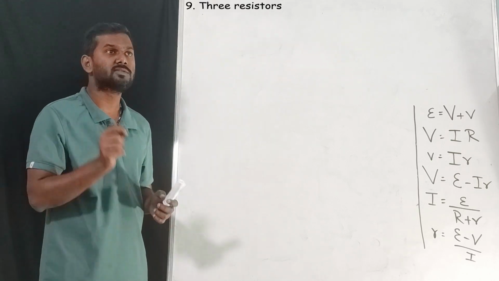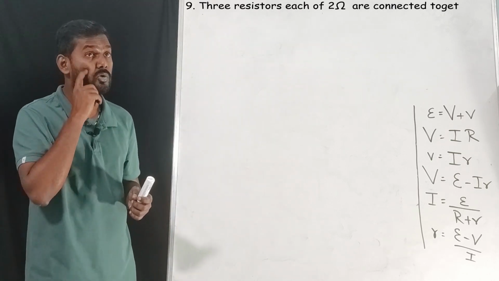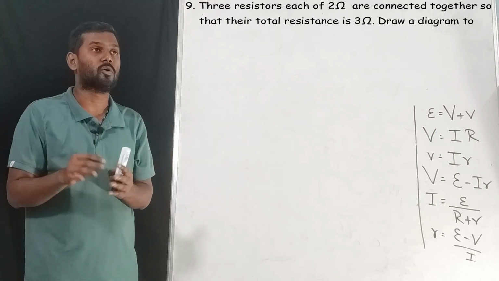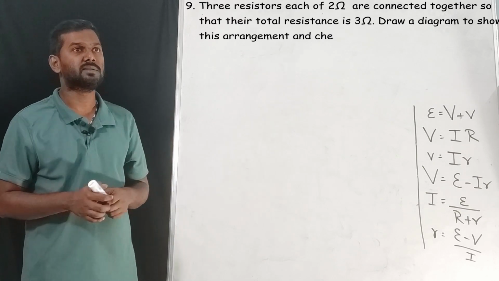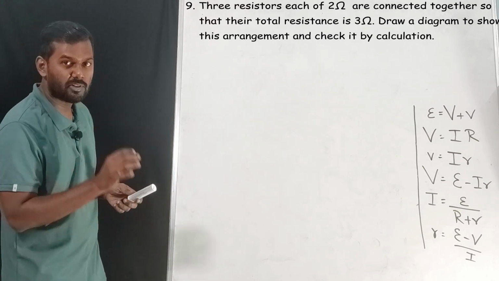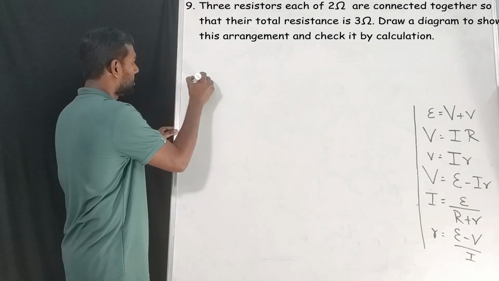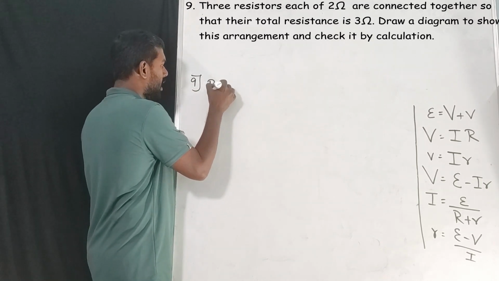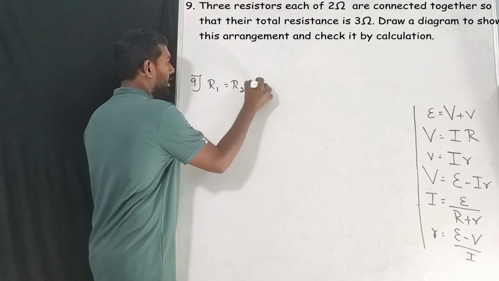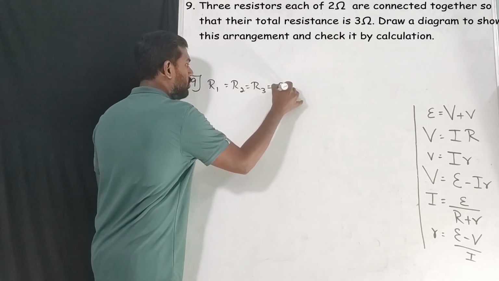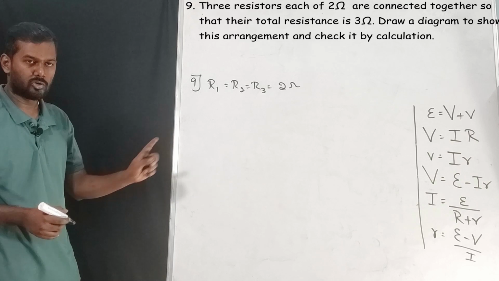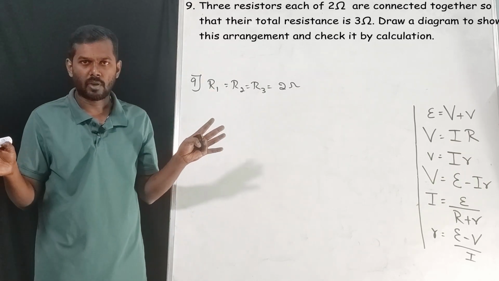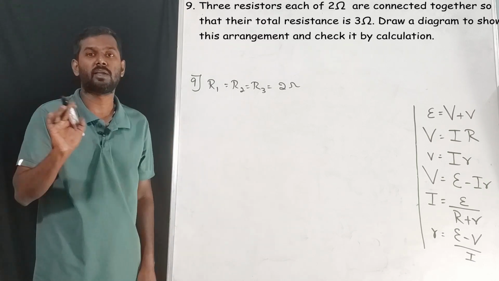3 resistors of each 2 ohm are connected together so that their total resistance is equal to 3 ohm. Draw the diagram to show the arrangement and check by the calculation whether it is correct or not. So this is question number 9. How many resistances do we have? 3 resistors. So R1, R2, R3 will be equal to 2 ohm. Each resistance of 2 ohm. Now they are telling you can use any combination, so that the answer should be 3 ohm resistance.